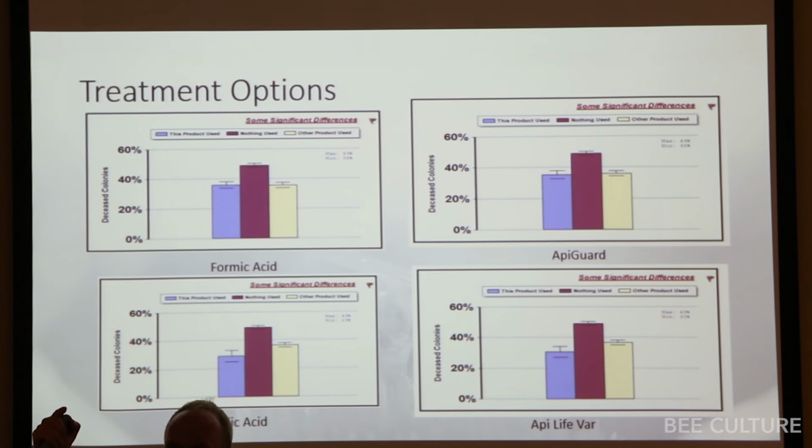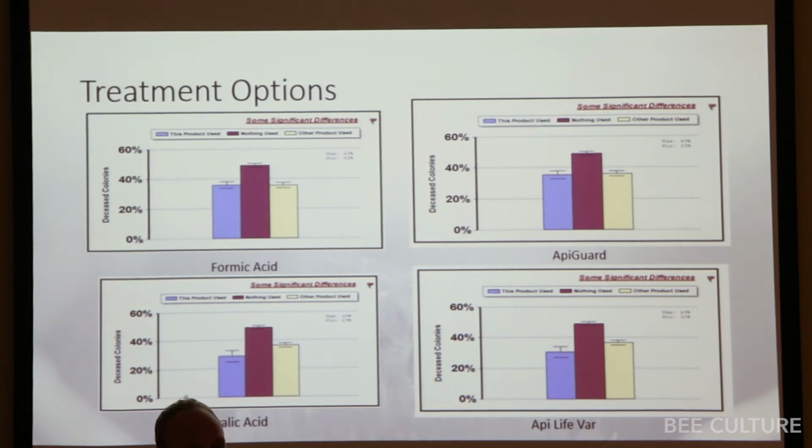I would treat with a midsummer formic acid pad, and then I would clean up when my colonies got broodless with oxalic acid in the fall. So I would do a cleanup treatment. So I would have 3 treatments: essential oil, formic acid, and an oxalic acid treatment.